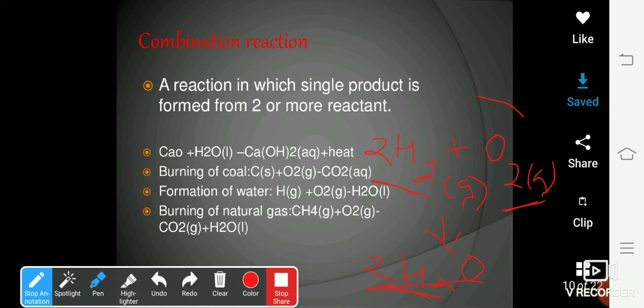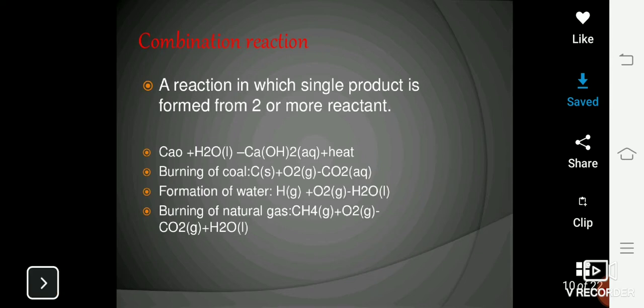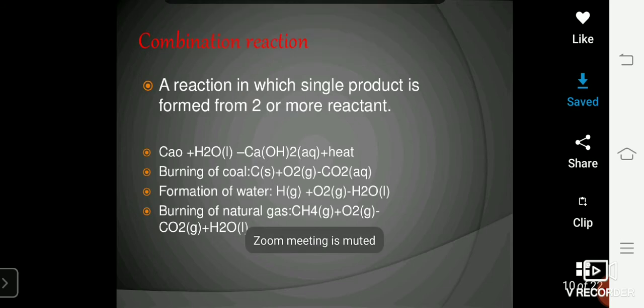Here you can see hydrogen and oxygen are combining. Two elements are combining and giving me a single product, that is water. Therefore, this is an example of combination reaction. Other examples of combination, if you see burning of natural gas, again here methane and oxygen are combining and producing carbon dioxide and water. Coal burns in presence of oxygen and produces carbon dioxide. This is one of the main causes of our pollution, that is air pollution.